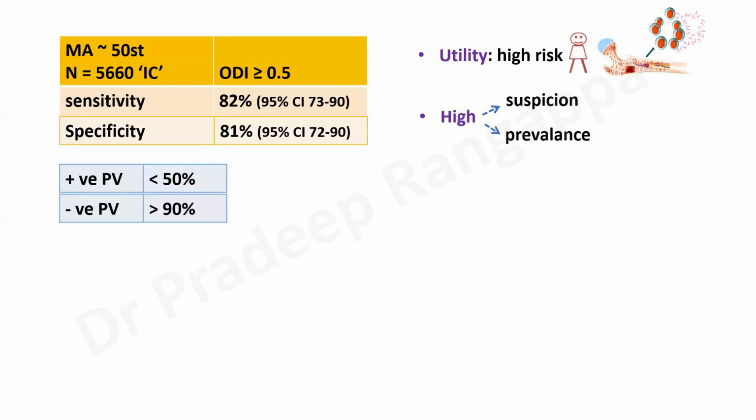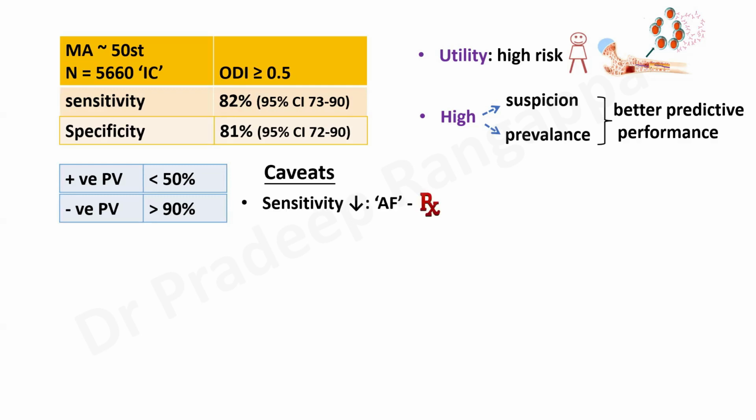So there the yield is better, and the positivity and the yield of this test is high in patients where the suspicion is more and the prevalence of aspergillus is more. It has a better predictive performance. So one has to exercise good clinical acumen in using this test where the suspicion is high. Suspicion is where the patient has all the risk factors with a lung infiltrate. Those are the patients where you do this galactomannan test.